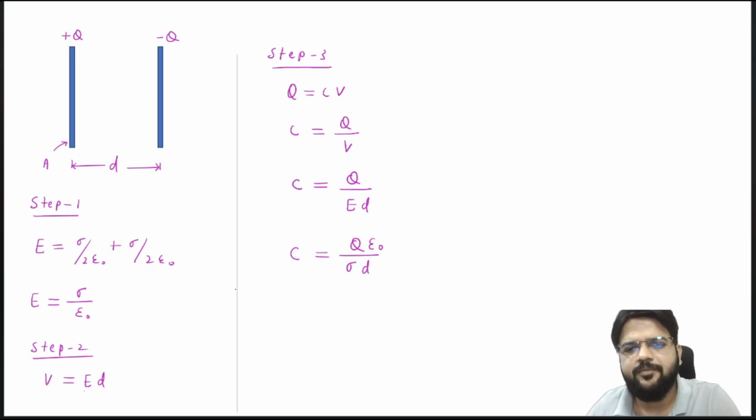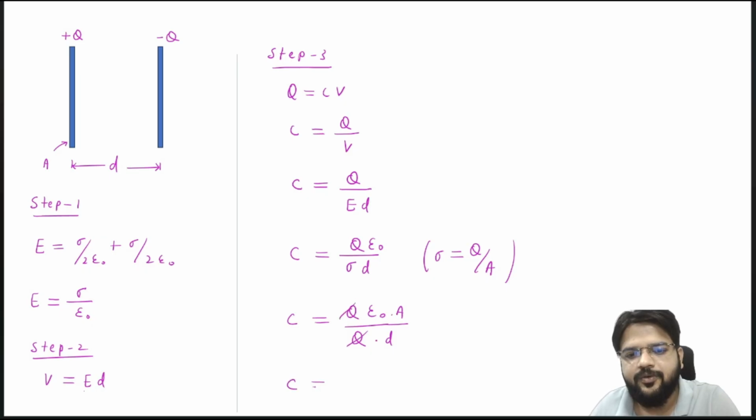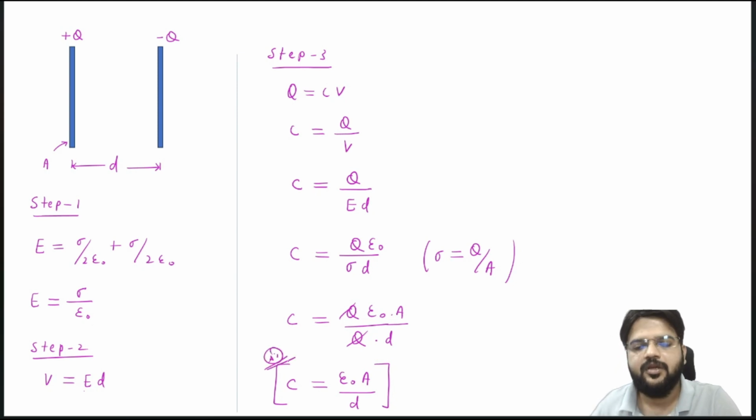All right. And sigma is what? It is the surface charge density. So surface charge density can be written as charge per unit area. Correct? C equals Q by (Q by A epsilon naught) times D, so A we write in the numerator over D. So Q is cancelling. Then finally we have C equal to epsilon naught A by D. This is the capacitance for a parallel plate capacitor. Keep this formula in your mind, everyone. Note it down.